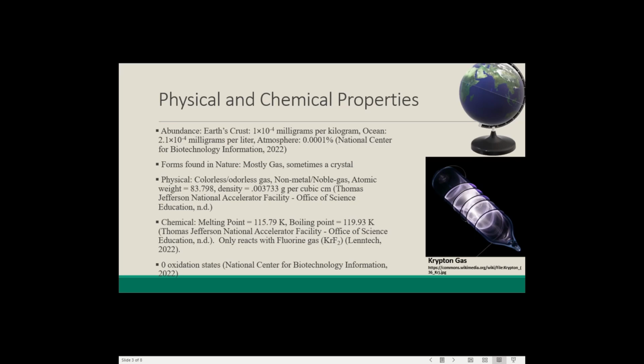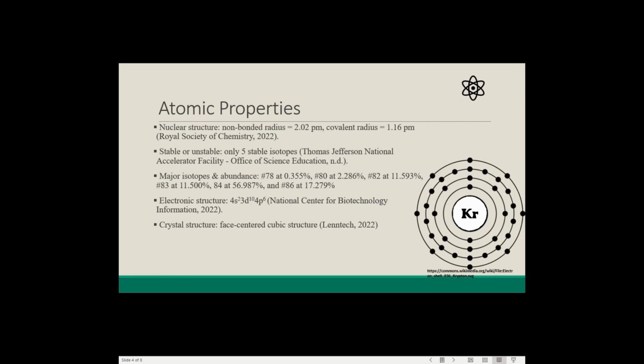are not stable. For Krypton's atomic properties, Krypton has a non-bonded radius of 2.02 picometers and a covalent radius of 1.16 picometers. Has 37 known isotopes, and of these isotopes, only 5 are stable. There are 31 isotopes that decay rapidly and have no known natural abundance, an outlier being mass number 78, which has a half-life of greater than or equal to 1.5 times 10 plus 21 years.